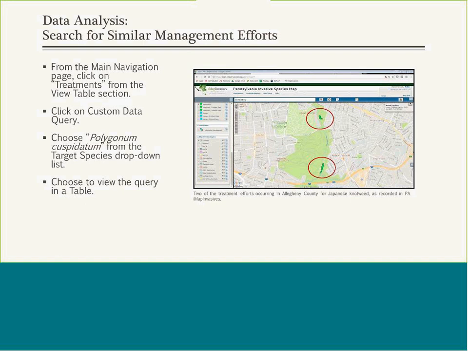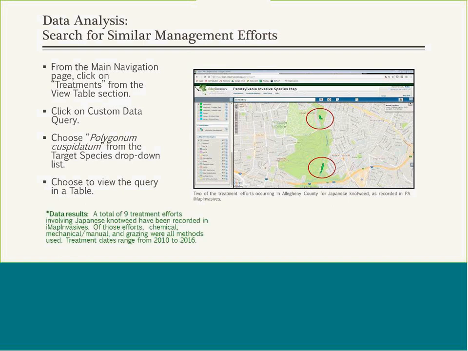Is that information also shown on the map? And you can see two of those efforts. The analysis and results of that query are going to show you that there are a total of 9 treatment efforts that have happened across the state that target specifically Japanese knotweed. And of those efforts, we can see that they include chemical, mechanical or manual, and grazing. The treatment dates range anywhere from 2010 to 2016.